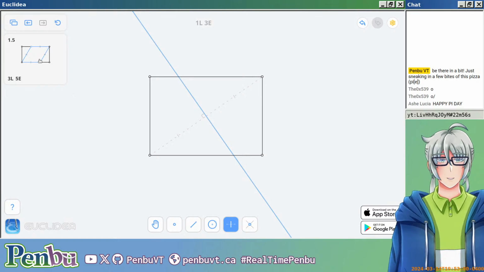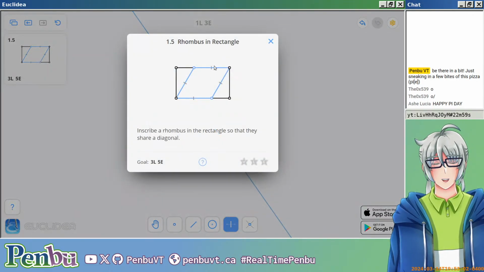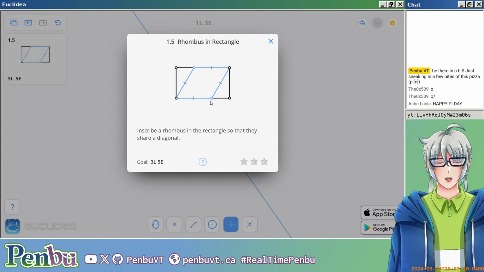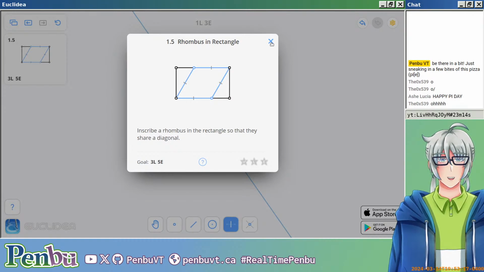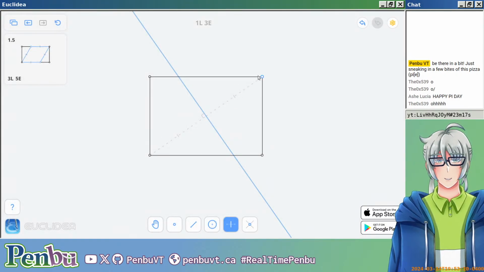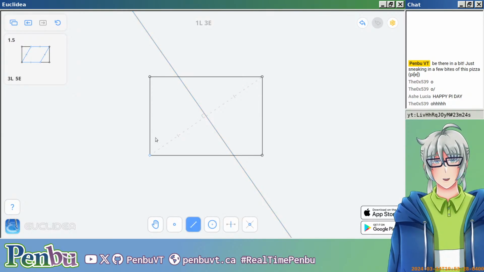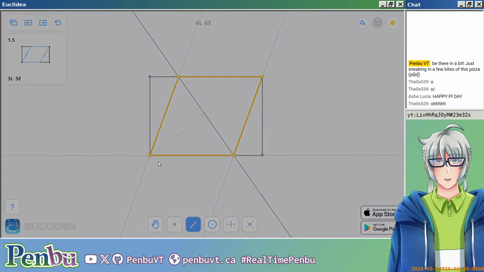So rhombus, because of the way this works, these two angles are equal and these two angles are equal. Which means the midpoint between this diagonal has to be where this axis lies. Which means we can find a bisector of this line. And then where they meet here should be our edges. There we go.